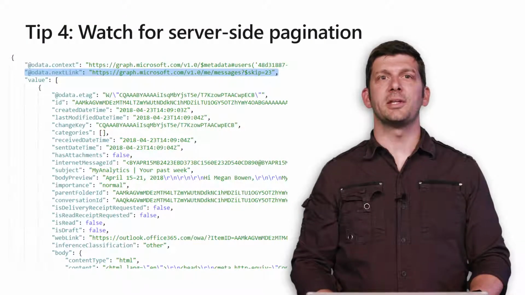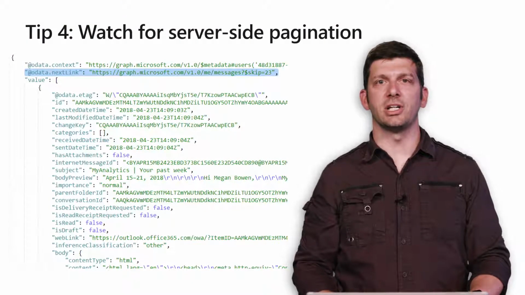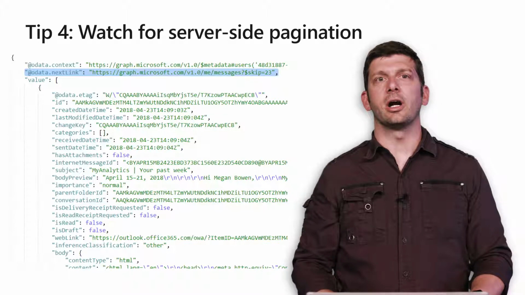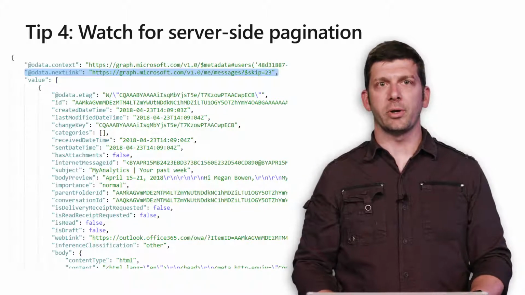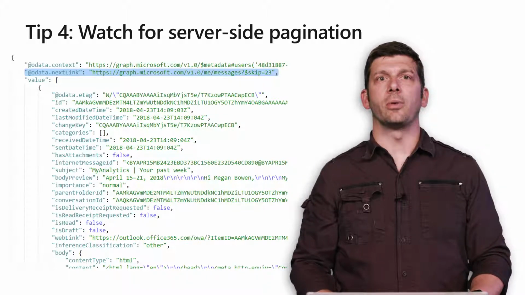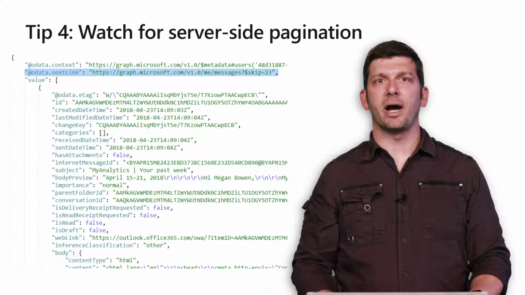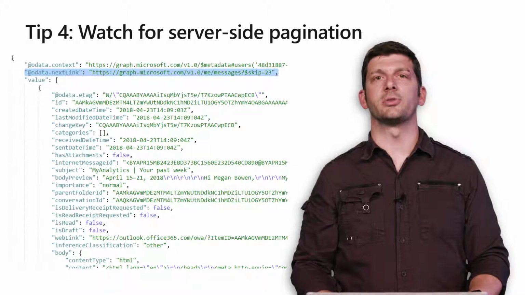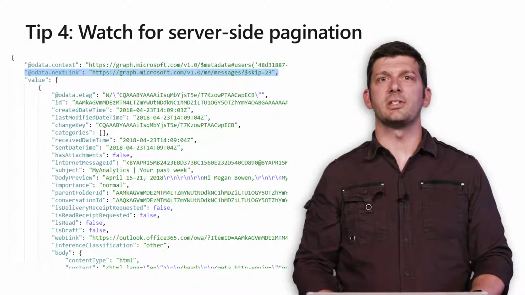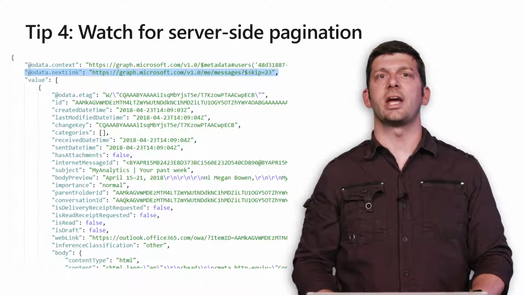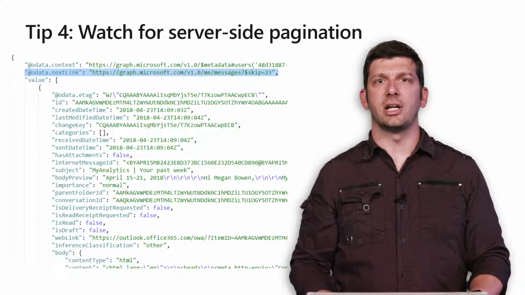My fourth tip is to pay attention to server-side pagination. We talked earlier about sending pagination parameters with the request, but you should also be aware that the server will apply pagination by default to reduce the number of records returned. Many of the collections in Graph are already paginated, and other collections will be paginated as they grow larger. You should always be prepared for a collection to be paginated.